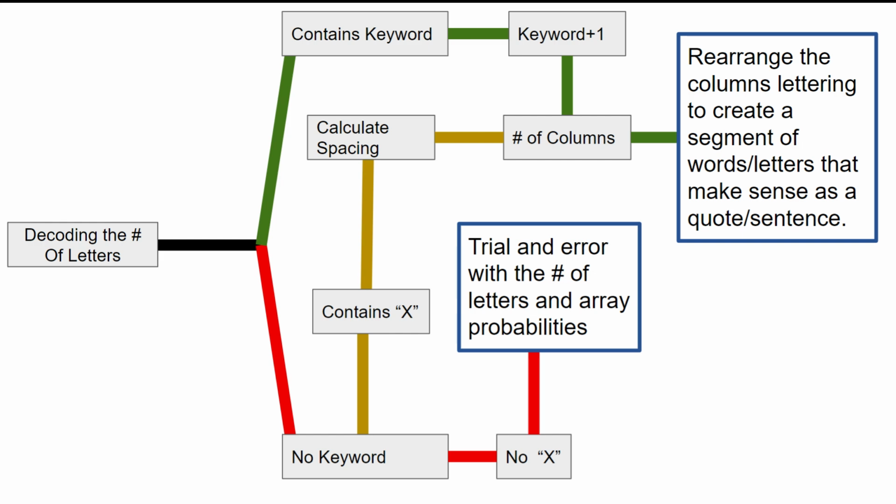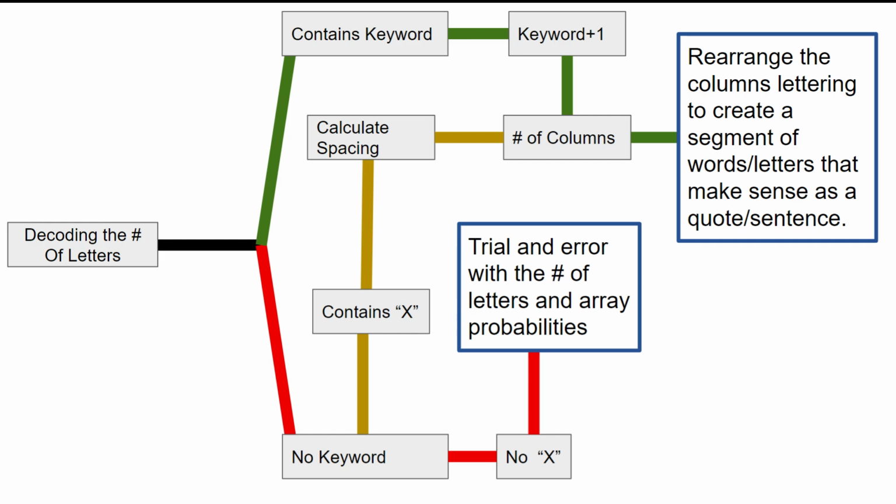So the first step that we want to take is to find the total amount of letters in this cipher, as it will help us make our array. The first step for all different pathways and scenarios is to always decode the number of letters. This means we're going to count each letter that we have in our ciphertext and then move on from there. Next, we will see if the question gives us a keyword or not.